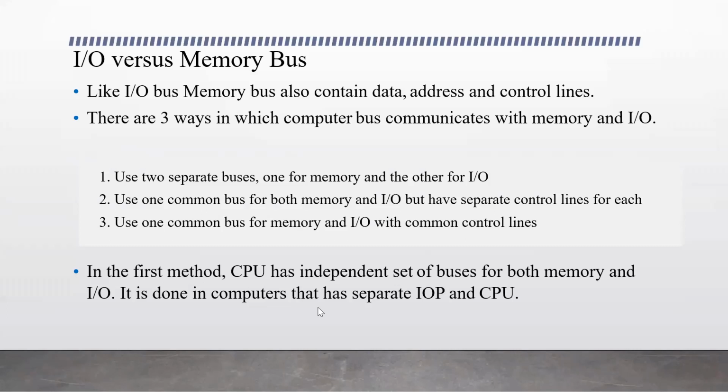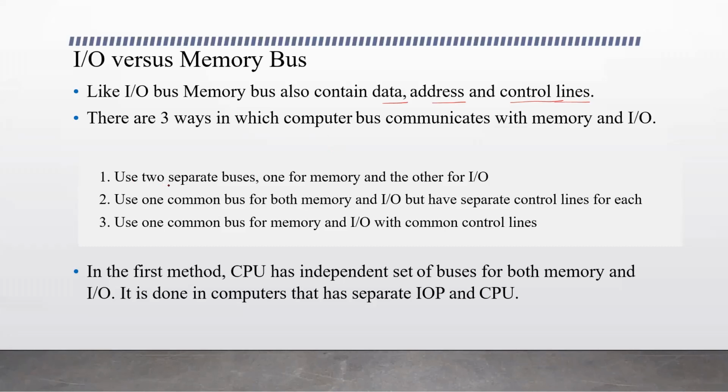Now, IO versus memory bus. We learned about the IO bus. It has data lines, address lines, and control lines. Like the IO bus, the memory bus also contains data, address, and control lines, for communication between the processor and the memory. There are 3 ways in which the computer communicates with memory and IO.